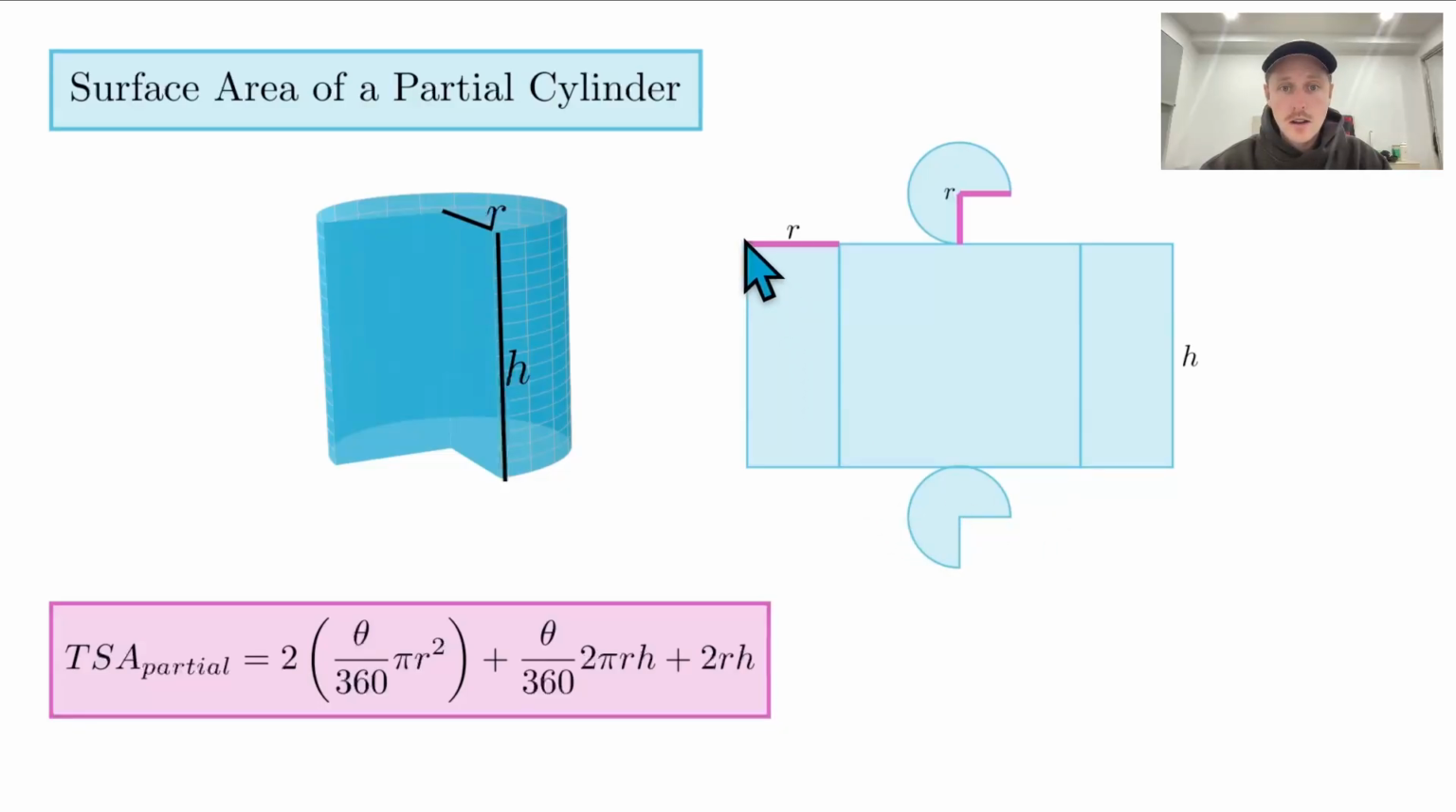Okay, and then we're left with r. So remember, r is going to be this length here. So in the net, that corresponds to that length there, and then this length is h. So this rectangle has an area of r multiplied by h, and there's two of them. You've got this one and you've got this one. So interesting there. Hopefully you can see intuitively where the surface area of a partial cylinder comes from.